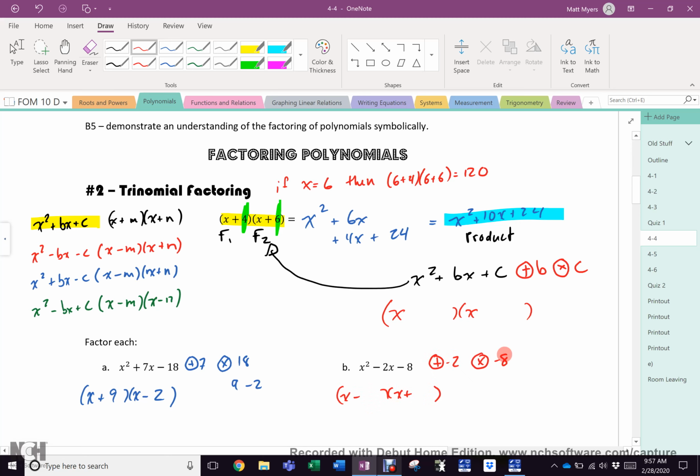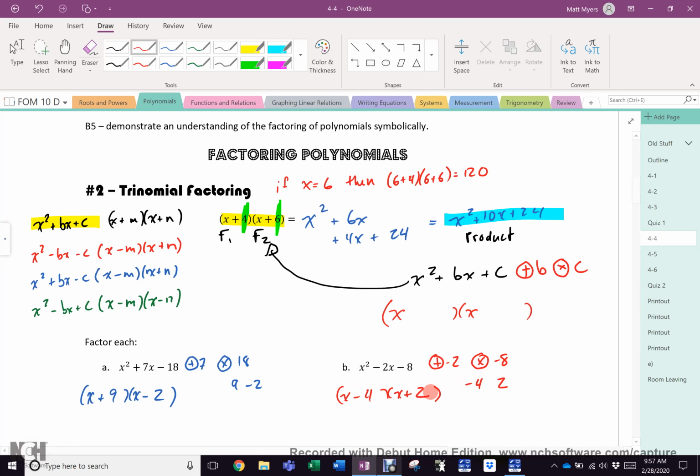Is it 1 and 8? Can 1 and 8 make negative 2 in any way? Is it 2 and 4? How? Negative 2 and positive 4 makes negative 2. Negative 4 and positive 2. Hey, negative 4, positive 2.